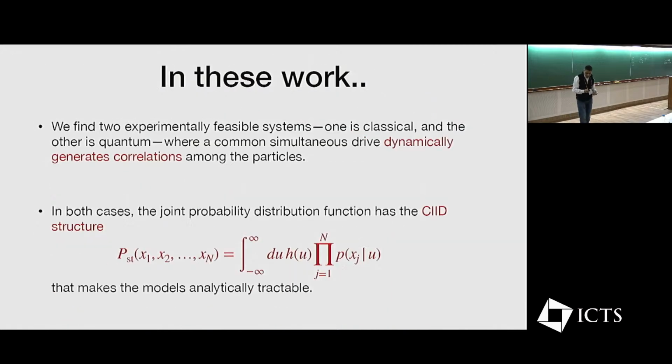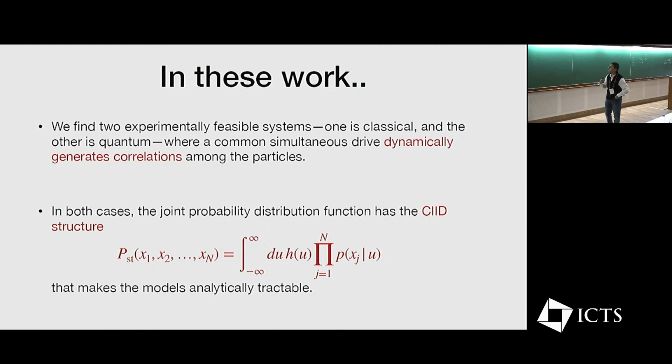This is what we did in this work, by which I'm referring to these 2 publications. We find 2 experimentally feasible systems, one in the classical domain and the other in the quantum domain, where again a common and simultaneous drive drives the system to this kind of structure, and it generates correlation dynamically among these particles. Dynamically in the sense that if you don't do the drive, this is a completely non-interacting system. Because of this drive, it generates this correlation.